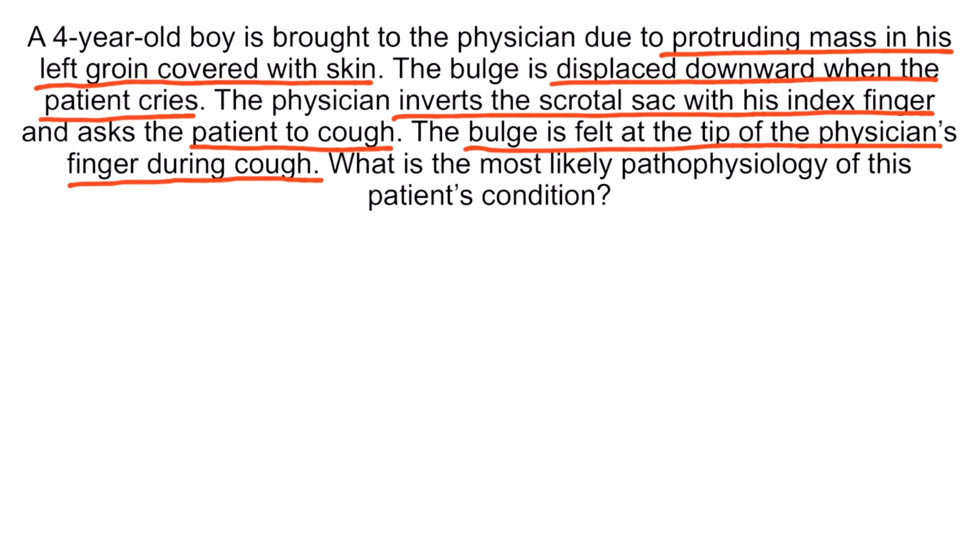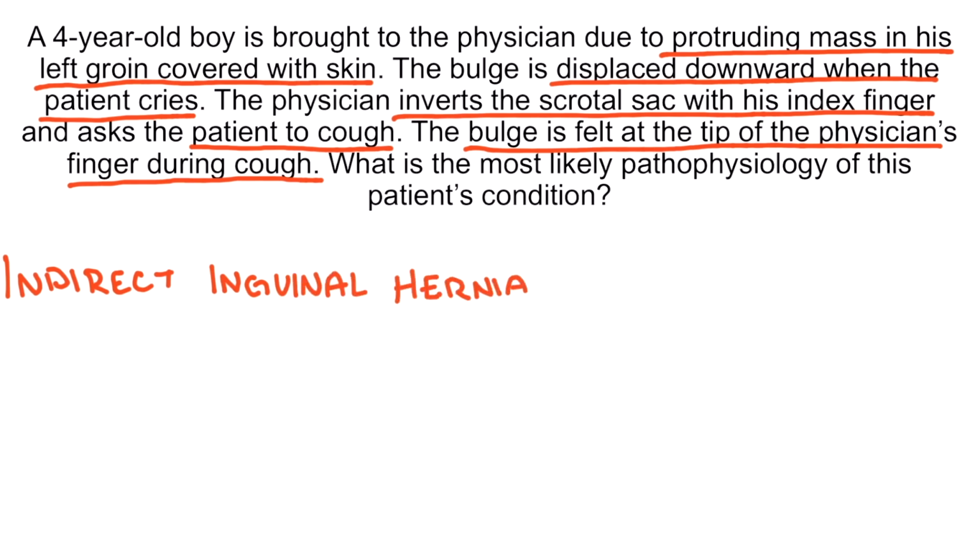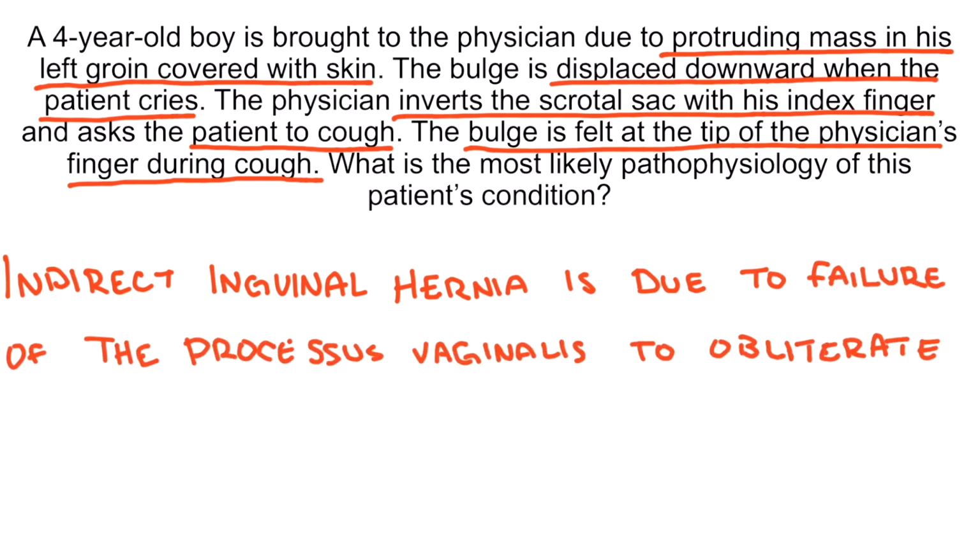This finding is consistent with an indirect inguinal hernia because it travels through both the internal and external inguinal rings. That is why the bulge is felt at the tip of an examiner's finger rather than on the side. The indirect inguinal hernia is caused by failure of processus vaginalis to obliterate. Therefore, part of the intestine can go through the patent processus vaginalis all the way with the spermatic cord.